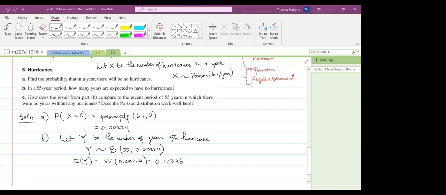Well, that's what we expect, right? Because even the average number of hurricanes in 1 year is 6.1. So the probability for us not having any hurricane in 1 year is so small. It's a very rare case. It's less than 1%. Now it's very, very significant. It's very significantly rare. Okay.